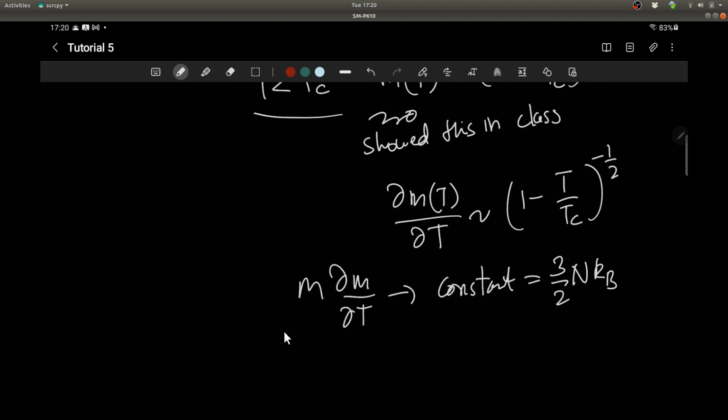So what do you mean by singularity here? At t equal to tc, it's infinity. dm by dt blows up. It's 1 by 0, inverse, 1 by square root of 0. M is non-singular. It goes to 0 as this thing.